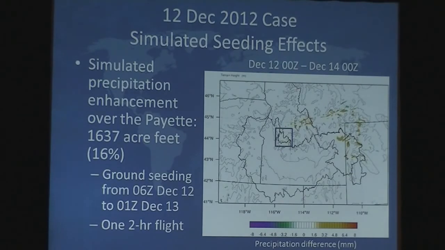So this includes that 1 really long ground seeding case and 1 airborne flight for the Payette, as well as some seeding over here in eastern Idaho. But I'm just going to focus on the Payette since that's the plots we were just looking at. So there was actually an increase in precipitation from the simulation of 1637 acre-feet, which would be a 16% increase over the control precipitation within this Payette area. And I already mentioned, that included the ground seeding from 6Z to 1Z and 1 2-hour flight.